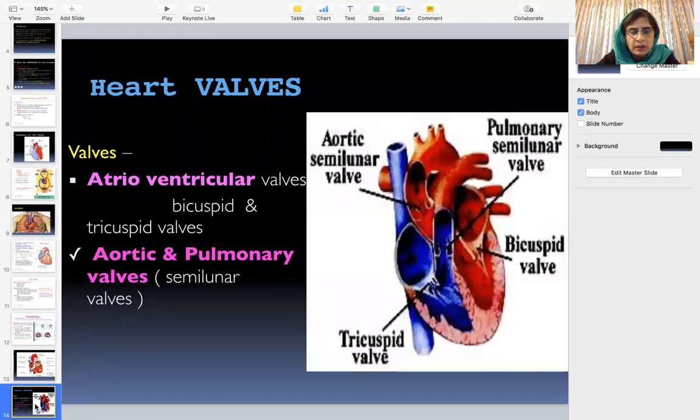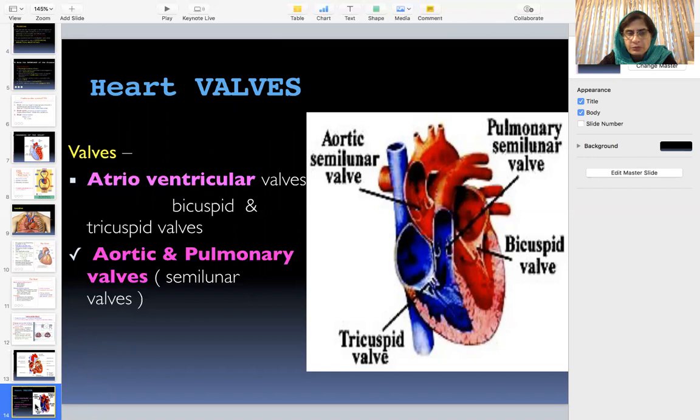Now, something about the heart valves. There are two types of valves in the heart: the valves between the atria and the ventricles, and the valves between the ventricles and the aorta and pulmonary artery. Those valves which are between the atria and the ventricles are called the atrioventricular valves.